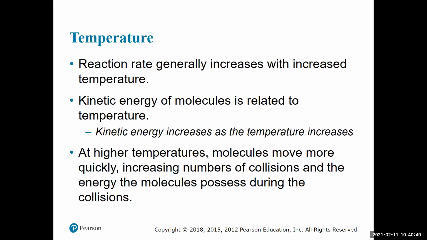So what you see so far is that all three of these things increase the likelihood of the reaction occurring because they increase the likelihood of the molecules colliding.